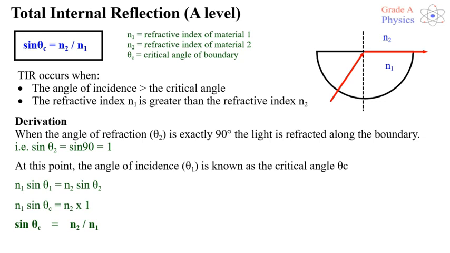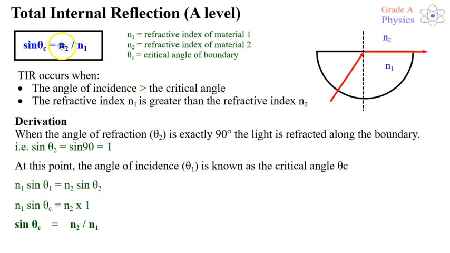Right, so we have the A-level version of this formula. Sine of theta c, or sine c, the sine of the critical angle, is equal to the ratio of refractive indices, n2 to n1. n1 is the more optically dense material, n2 is the less optically dense material. In this case, n1 would refer to perspex and n2 to air, and theta c, as we said, is the critical angle. TIR only occurs when the angle of incidence is greater than the critical angle, and the refractive index n1 needs to be larger than n2, so we're inside the more optically dense material.